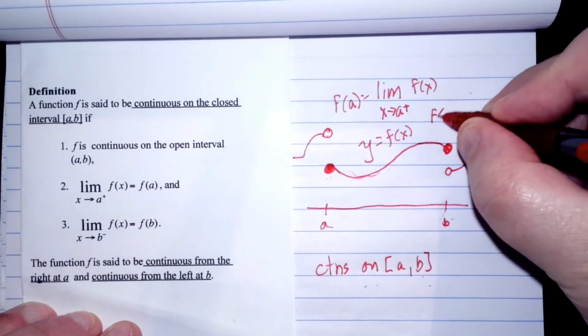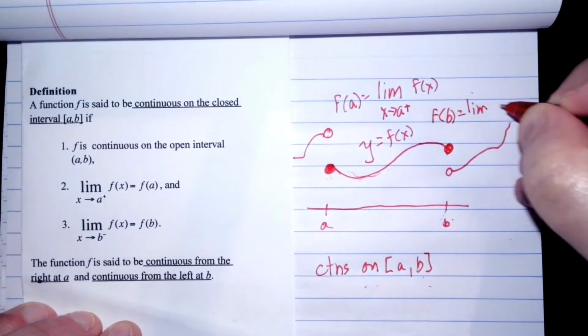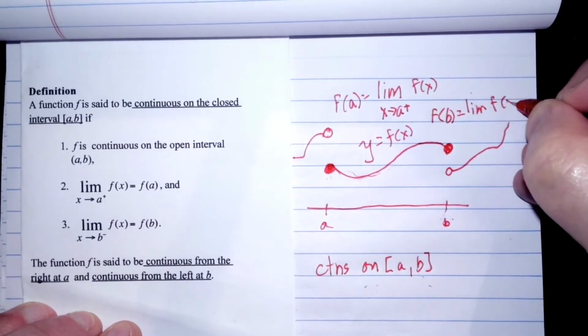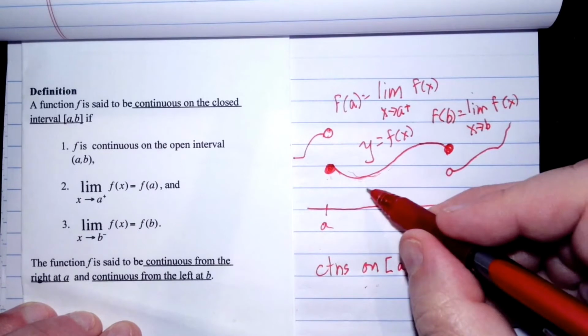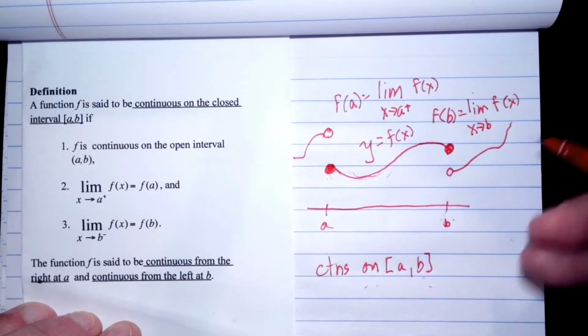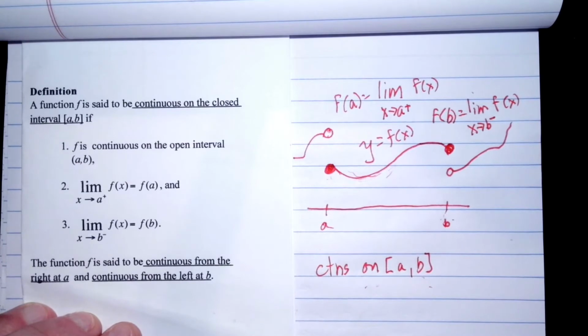I'll write in this other fact, f of b is equal to the limit of f of x as x tends to b, but we're only talking about a one-sided limit. x tends to b from the left.